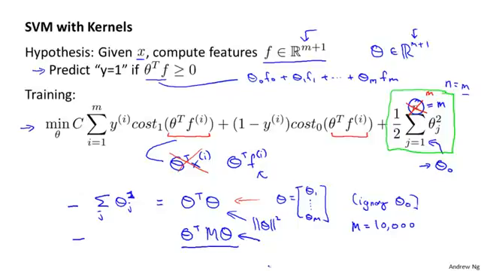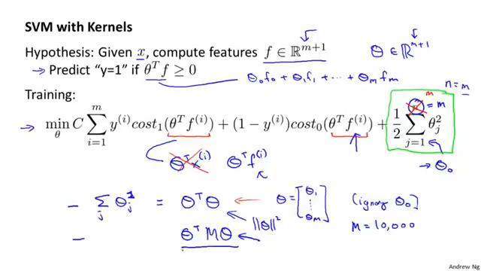And by the way, in case you're wondering why we don't apply the kernel's idea to other algorithms as well, like logistic regression: it turns out that if you want, you can actually apply the kernel's idea and define these sorts of features using landmarks and so on for logistic regression. But the computational tricks that apply for support vector machines don't generalize well to other algorithms like logistic regression. And so using kernels with logistic regression is going to be very slow.